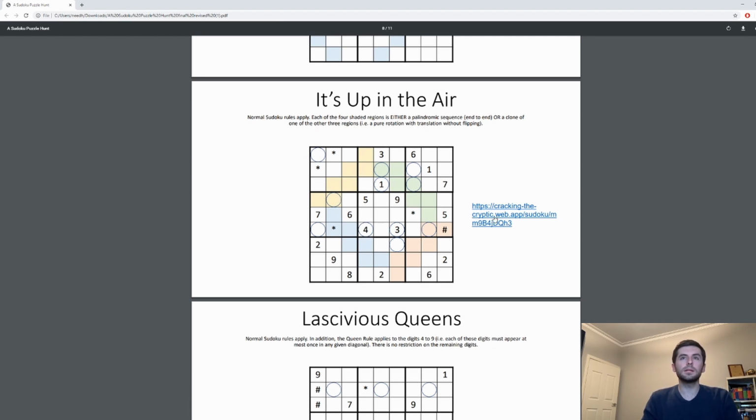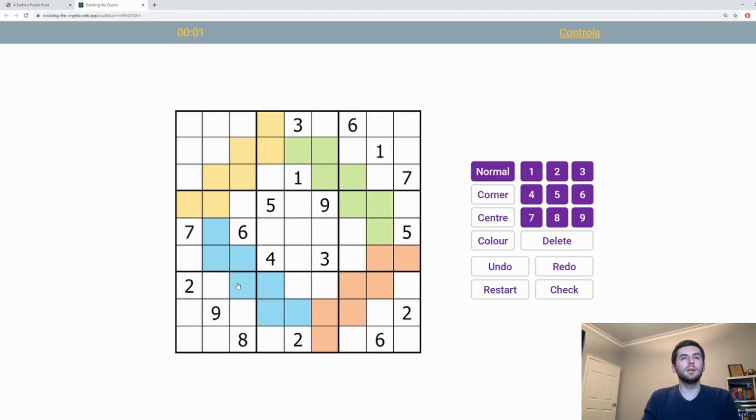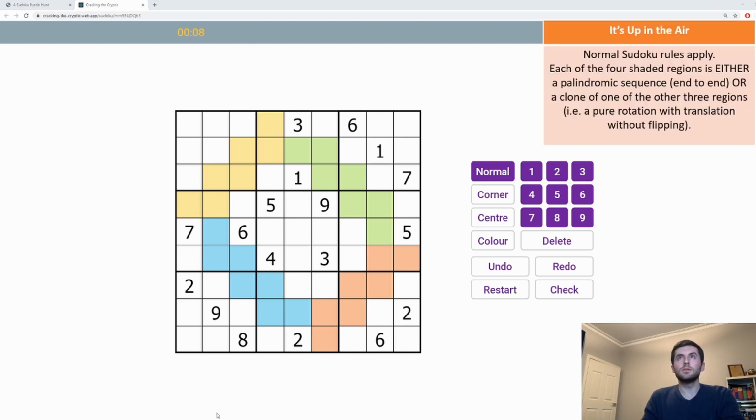And so we can click on the link to the right here, which will open it in the Cracking the Cryptic software, and we can start solving that. But firstly, let's just go over the rules. So once again, normal Sudoku rules apply. Each of the 4 shaded regions is either a palindromic sequence, end to end, or a clone of one of the other 3 regions, i.e. a pure rotation with translation without flipping.